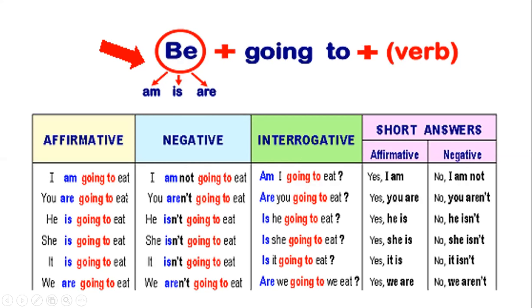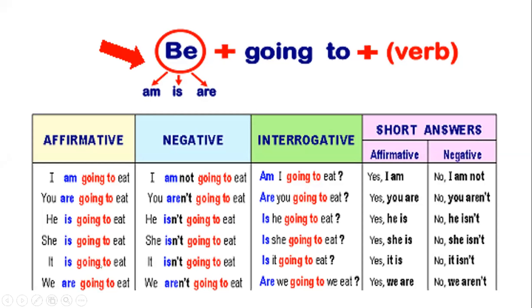Are you going to eat? This is an affirmative. You are going to eat. You aren't going to eat. Are you going to eat? Yes, you are. No, you aren't. He is going to eat. That's an affirmative sentence. He isn't going to eat. Is he going to eat? Yes, he is. No, he isn't. She's going to eat. She isn't going to eat. Is she going to eat? Yes, she is. No, she isn't.